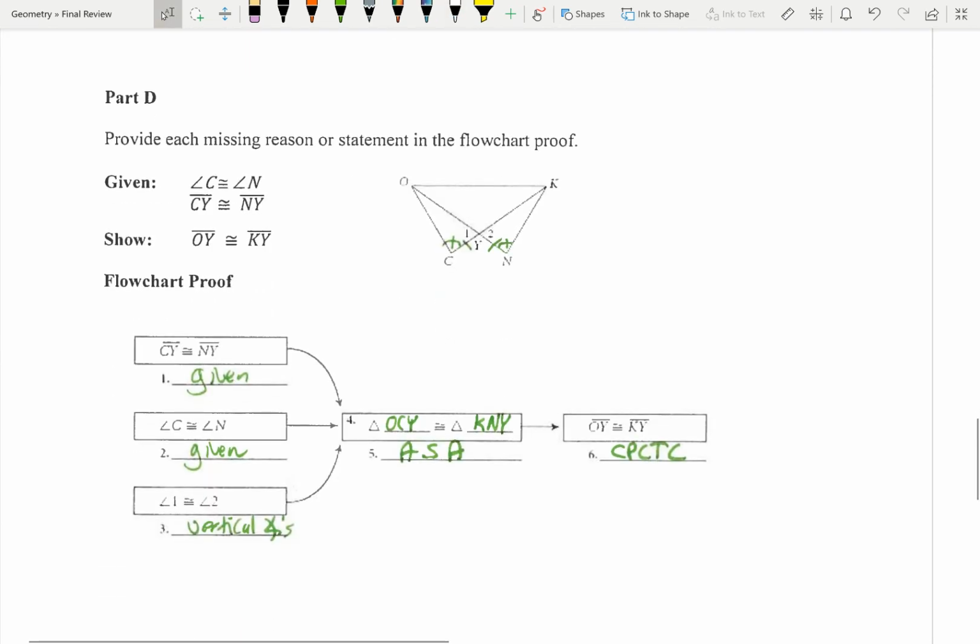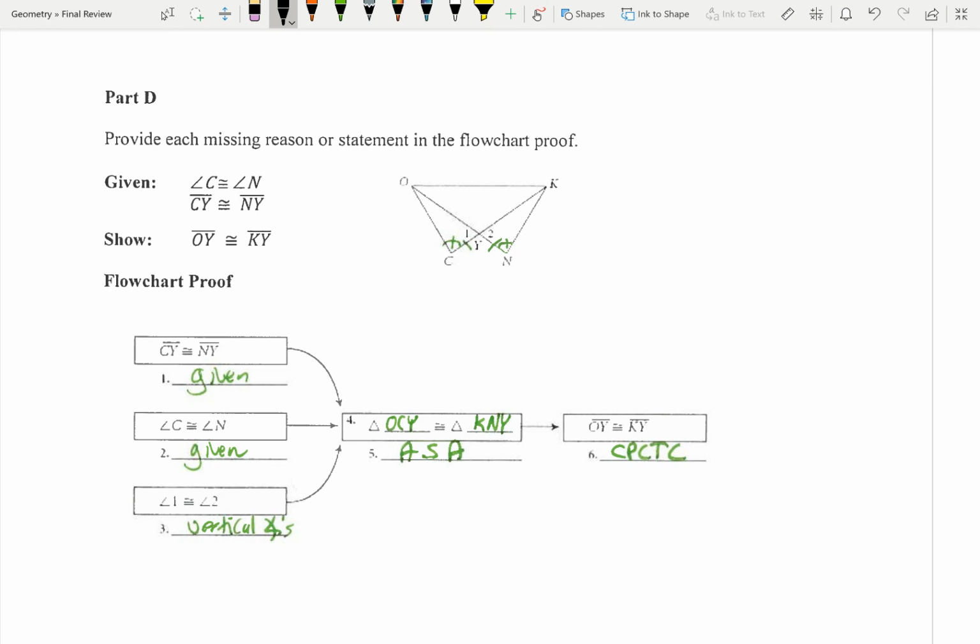So part D, proof. Flowchart proof says to provide the missing reason or statement in the flowchart proof. So it looks like in this problem we need to show that two triangles are congruent, and then that will give us that these are congruent. We have two givens and then a third box for vertical angles.